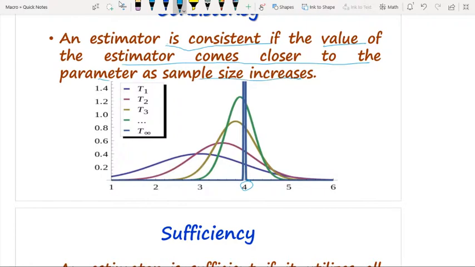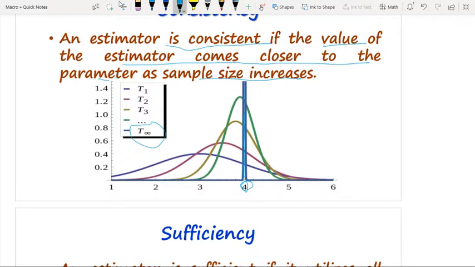So in this case, the first distribution is with a smaller sample size. As the sample size is increased, the distribution comes closer and closer to the true value 4. And if the sample size is very large, the distribution just collapses to 4.